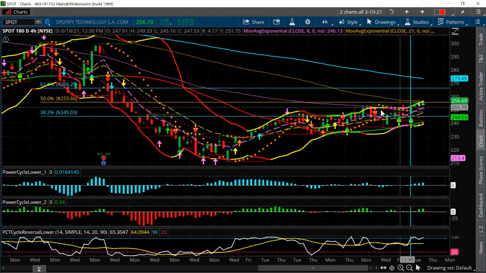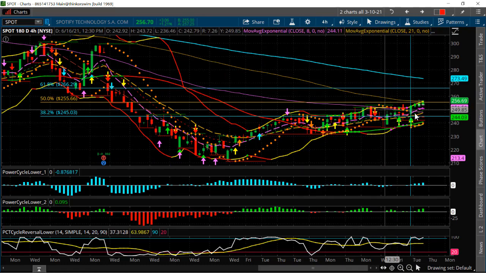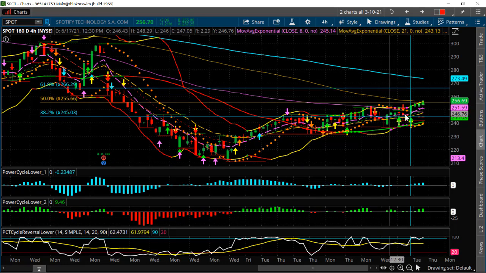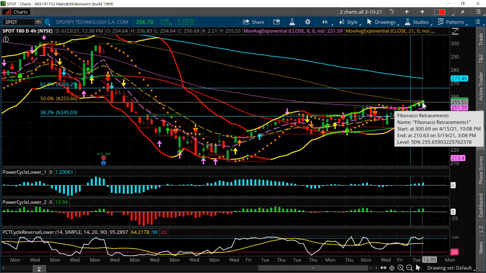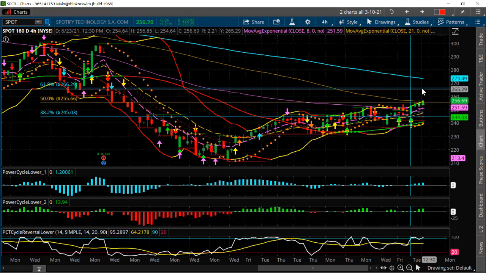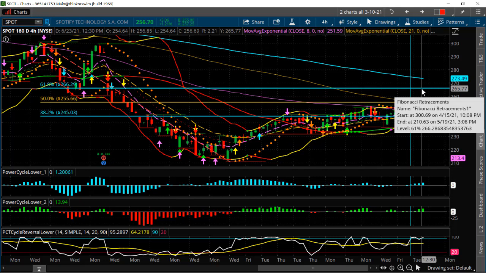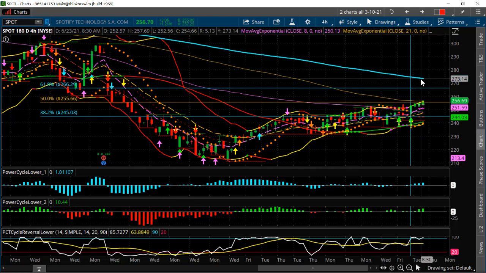So you can see how the squeeze was performing. This was a 4-hour squeeze, and it's been in this for about 2 or 3 days. If we can push through this 50% retracement, it's got good potential. Our first profit target would be right here about 266, and then up here to about 270.73.